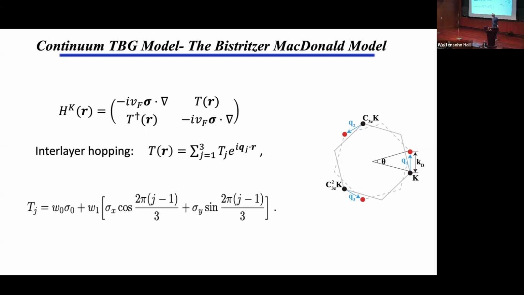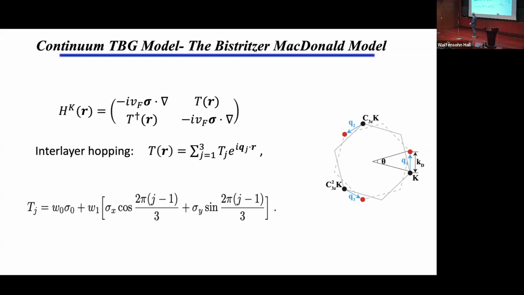And then you have an interlayer potential, T of R, which is a first harmonic in the moiré scale. This Q is this small q, so this is a moiré length scale modulation, and this is the first harmonic just because you have the difference between Q1, Q2, which is C3 times Q1, and Q3, which is C3 squared times Q1. The difference between them are the first harmonic of the moiré lattice. And so this is a moiré potential, and you can write it down as a hopping between the AA sublattice of the upper and lower layer. It's clear that this shows up in the upper and lower layer.